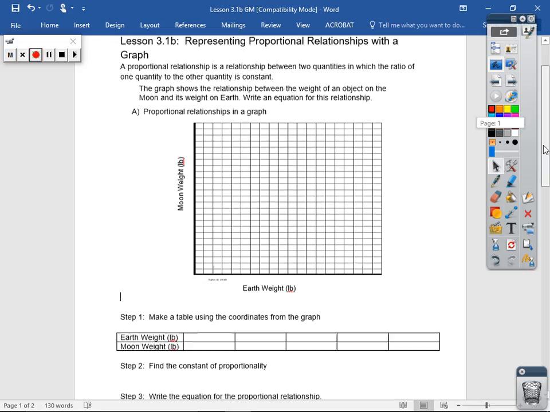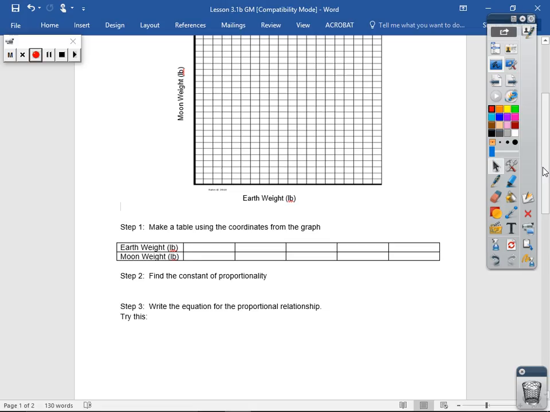So let's move this up so that we can have better access to it. And we are going to count 1, 2, 3, 4, 5. Let's change the color. Graph out some weights for the weight of objects on Earth and on the moon.